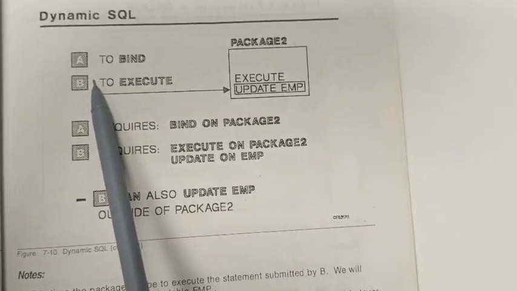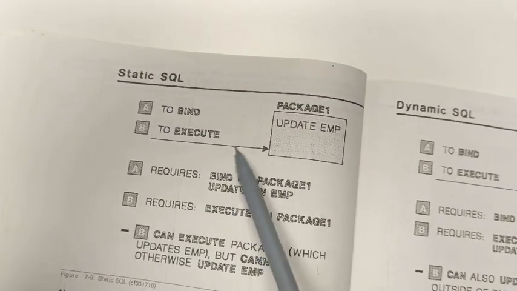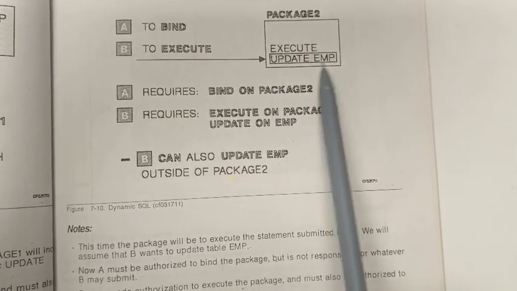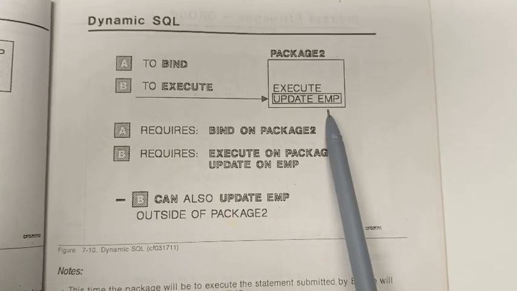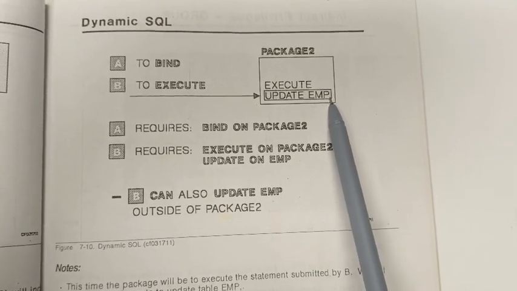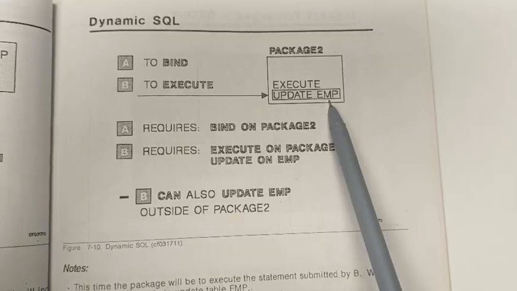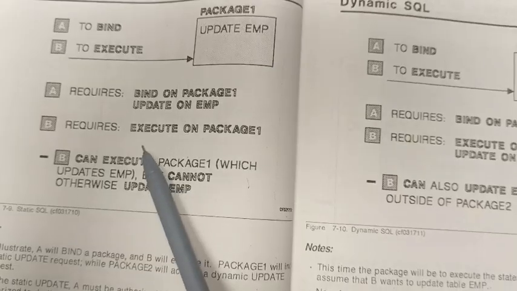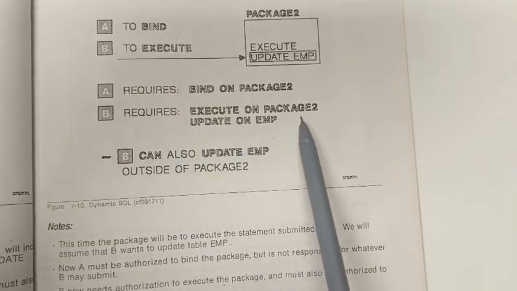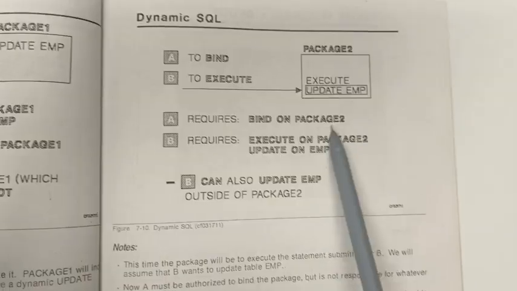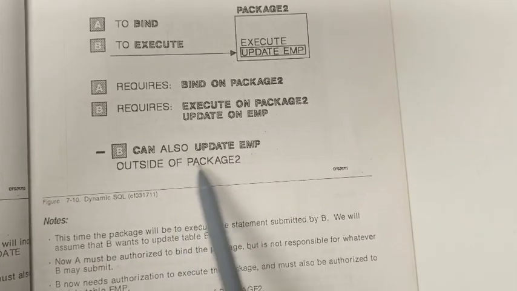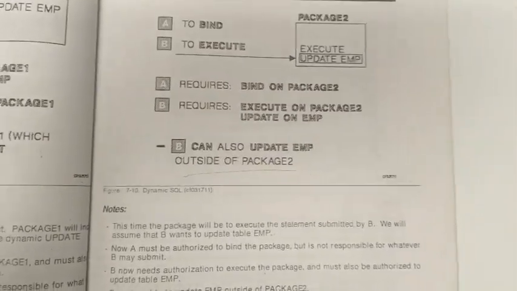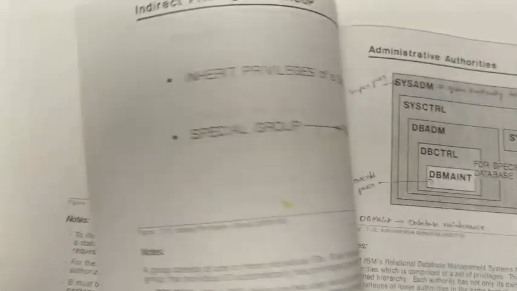How does dynamic SQL have access privileges? It is the same as the previous scenario. If we compare with the previous scenario, A binds here, and while executing we give the update employee number, because with dynamic SQL the SQL statement is given at execution time. You can see here A binds on package 2, similar to the previous one. B is required to execute on package 1 and update on a table here. B can also update the employee outside of package 2 here, because it is dynamic SQL. These are the differences between static SQL and dynamic SQL privileges.